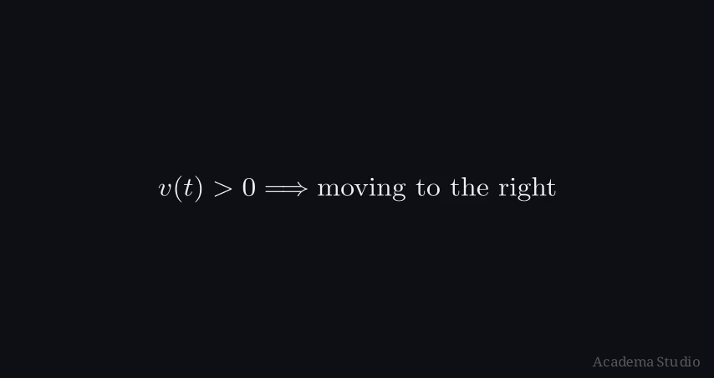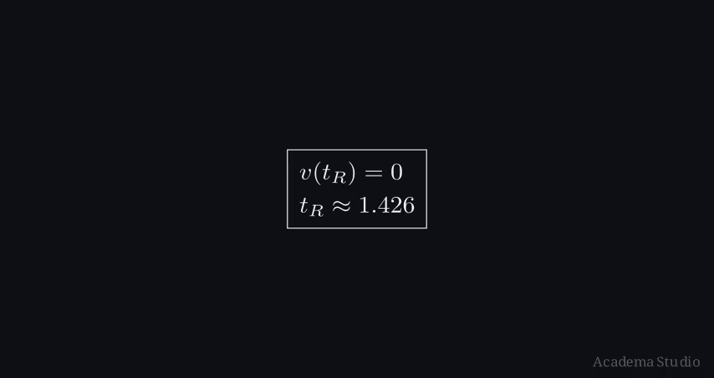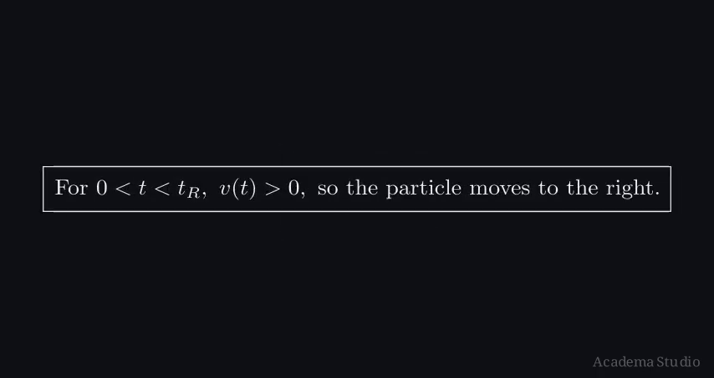Because the velocity is positive, the particle is moving to the right. The particle is at rest at approximately t sub r equals 1.426. For t less than t sub r, the velocity is positive, so the particle is moving to the right. This framed result is the final answer for the question.